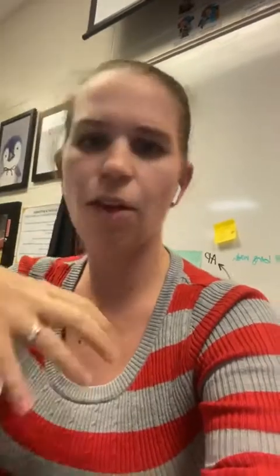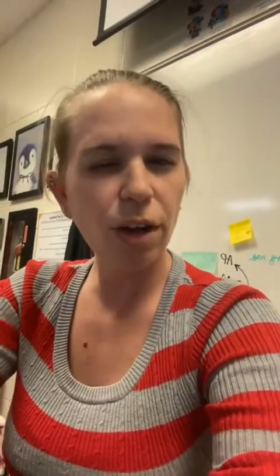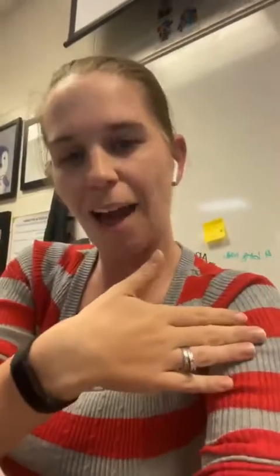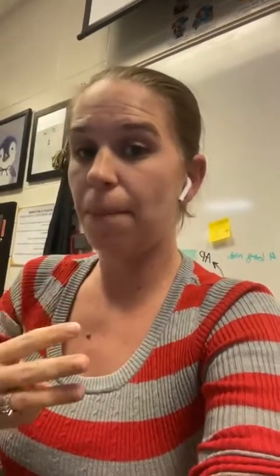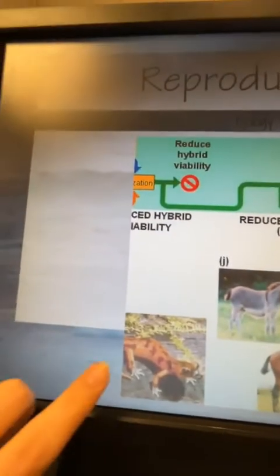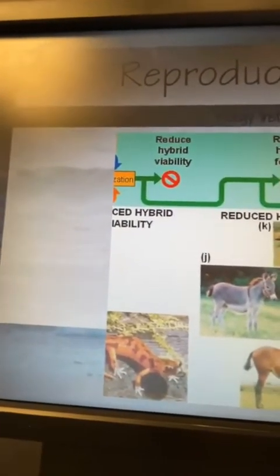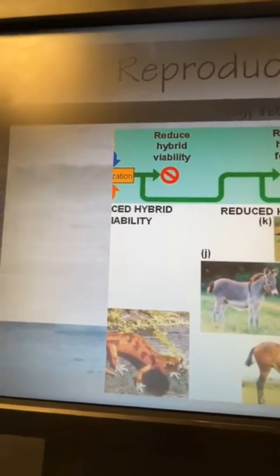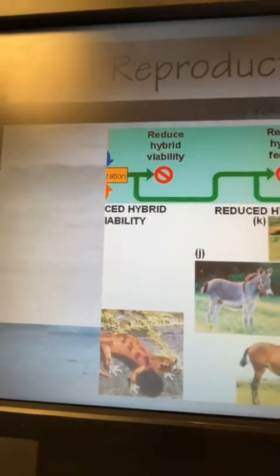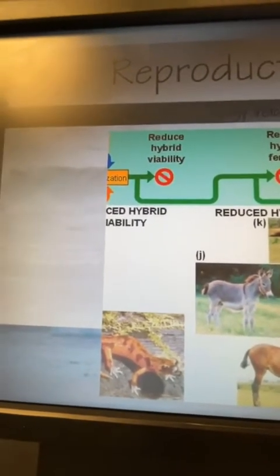Okay, so now the zygote's formed. They mated, the sperm and egg came together, the zygote was made, boom. Now we're talking about post-zygotic, post meaning after, right? So after that zygote is formed. And so with the post-zygotic mechanism, we're looking at three different things that could happen after the zygote is formed. So the first thing is reduced hybrid viability. Kind of hard to explain, but overall, there's just medical issues with it. It is not viable. And if you remember, we said that in order for them to be the same species, they had to be able to breed and produce fertile, viable offspring. They had to make healthy offspring.